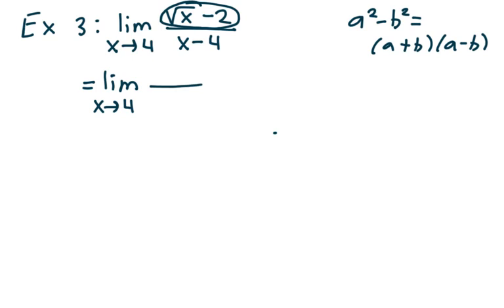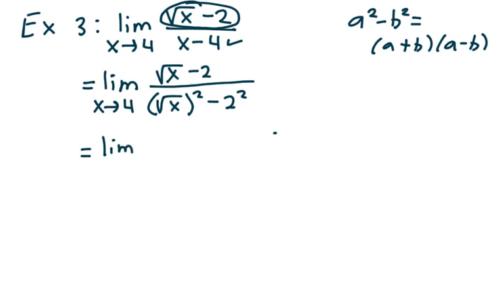So I'm going to take the limit as x goes to 4 of the square root of x minus 2 divided by, now, I'm going to write the denominator as a difference of squares. So I'm going to write this as the square root of x squared minus 2 squared. So we can view it as a difference of squares.